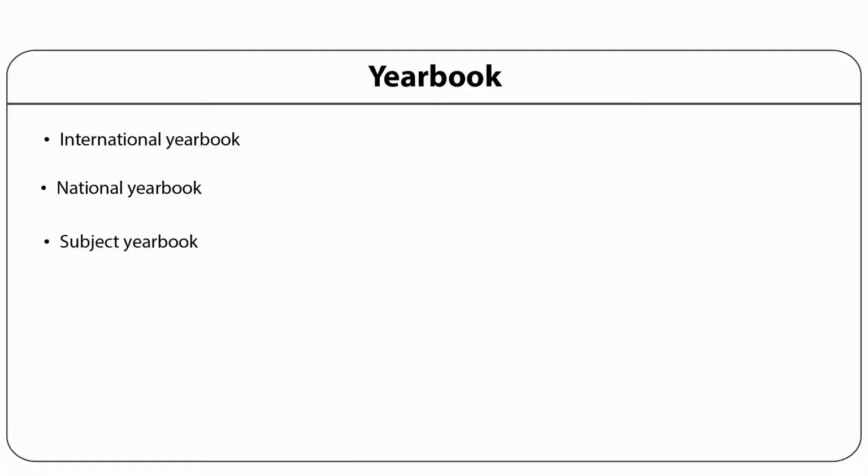An international yearbook covers previous year's events and developments on the political, economic, and social front of the world, whereas a national yearbook provides this information on an individual country. Yearbooks depend on government sources for statistical information. A subject yearbook covers previous year's achievements and developments in a particular subject field.